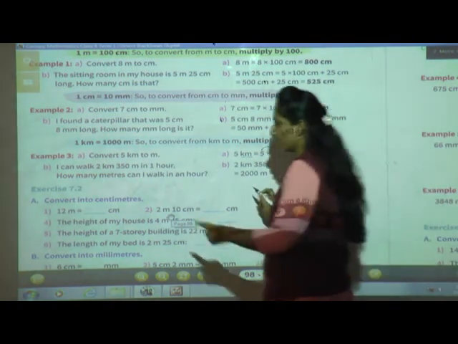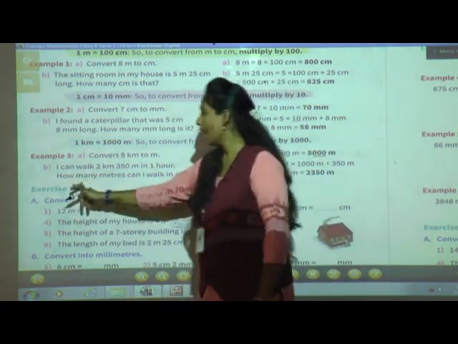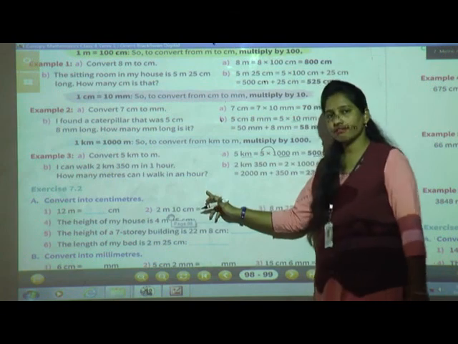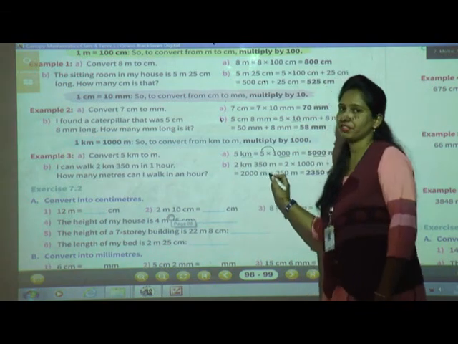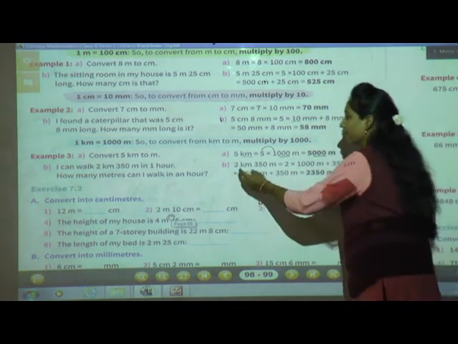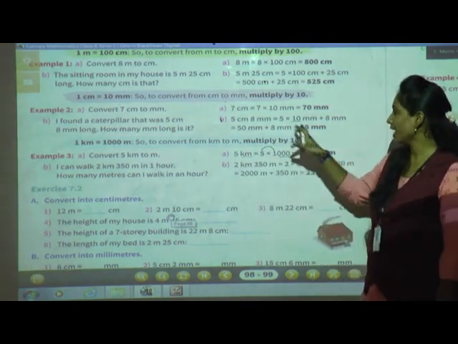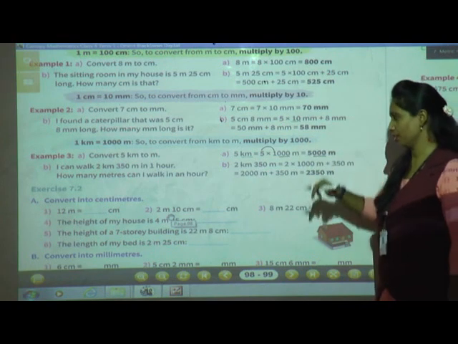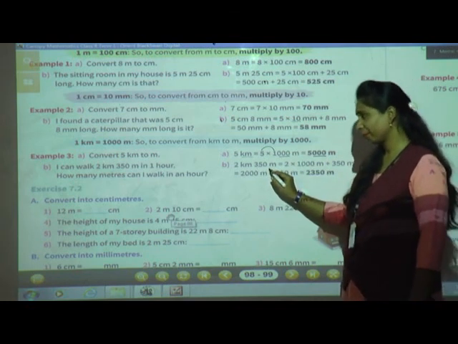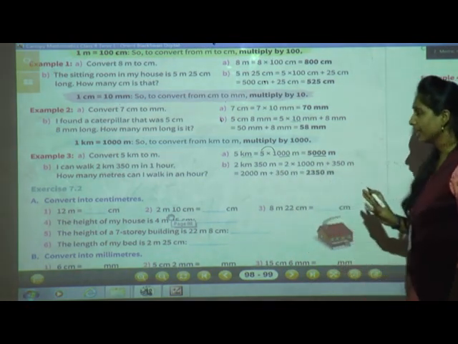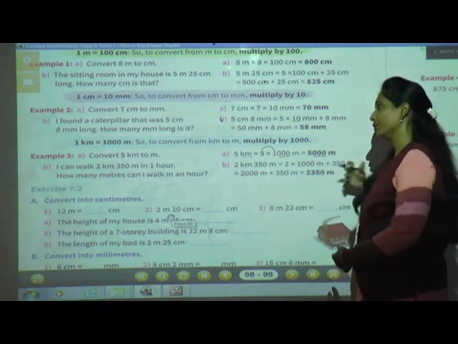Now second example. I can walk 2 kilometer 350 meter in 1 hour. How many meters can I walk in an hour? So how much can he walk in 1 hour? 2 kilometer and 350 meter. But here we have to convert kilometer into meter only. So to convert kilometer into meter, what we have to do? Multiply by 1000. So we multiply 2 by 1000, and they had already given the other part in meter, so we should not convert it. We just have to add that number.